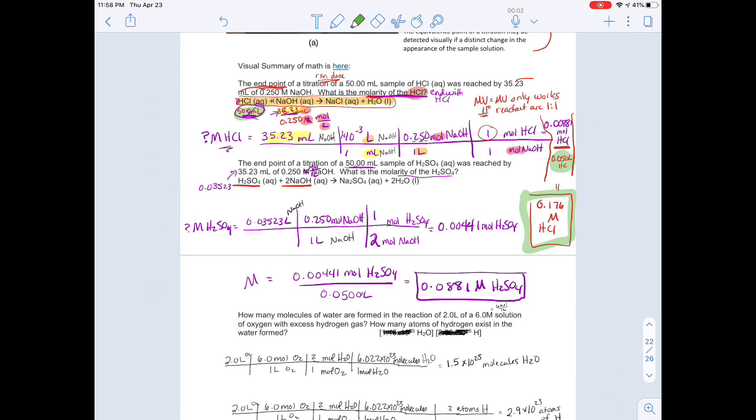Make sure that you balance them correctly. This first example is 1 to 1 to 1 to 1. This second example is 1 to 2, 1 to 2. Make sure you have that accounted for.